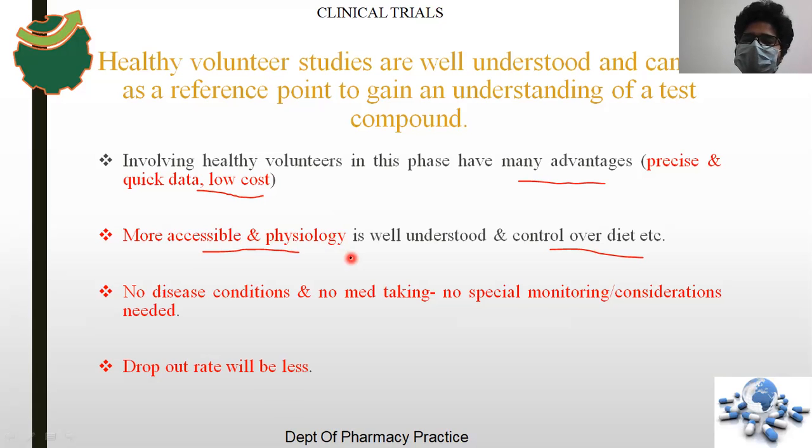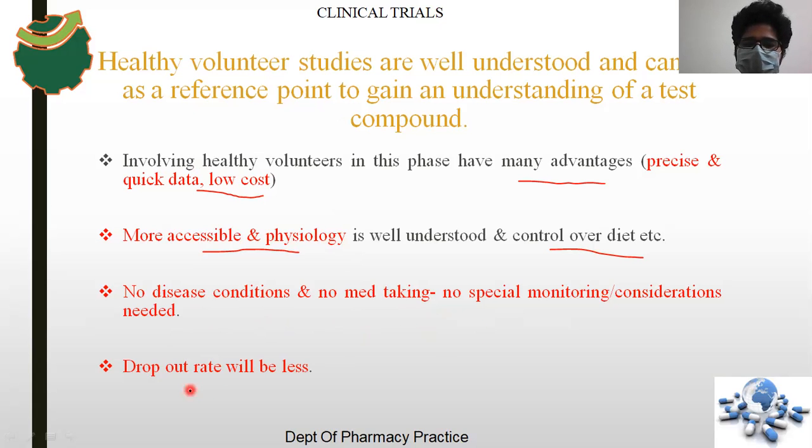So there are a number of factors involved in this problem, so it will be better to use a healthy volunteer in phase 1. Next, no disease condition, no medication taken, no special monitoring or isolation, like we are discussing in this point. If the patient doesn't have any disease condition, we don't need to take any extra precautions to see the results in the patient, right? Your PK/PD values are safe up to the tolerable dose. So we'll be completing it very early, and with a low cost, right?